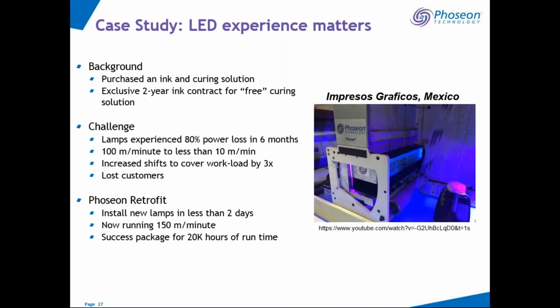The first month ran fantastic, and they were very excited. The second month was okay. The third month started to see some issues. But by month 6, those lamps were down to 80% of the promised power. Now, we just talked about how lamps should be lasting for years, not for months. And just imagine the impact on your operating line, on your press, if your curing solution dropped from 100% to less than 80%, delivering about 20% power in 6 months. Well, what happened was going from 100 meters per minute down to less than 10 meters per minute. They added increased shifts and workers to cover for their customers, and then lost some customers.